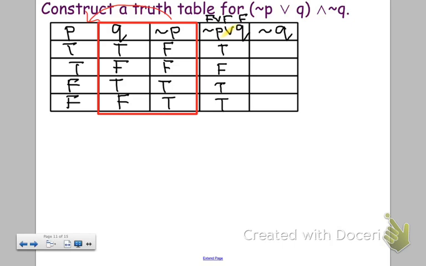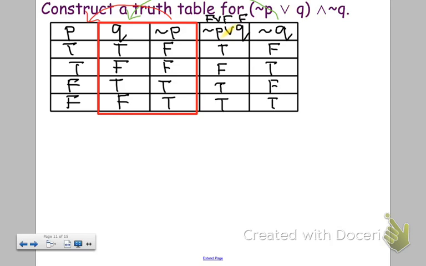Okay. When I fill in the column for not Q, I need to go back and reference my Q column from the beginning. My first row of Q is true, so my first row of not Q is going to be false. My second row of Q is false, so my second row of not Q is going to be true. Third row of Q is true, so my third row of not Q will be false. Fourth row of Q is false, so my fourth row of not Q will be true.